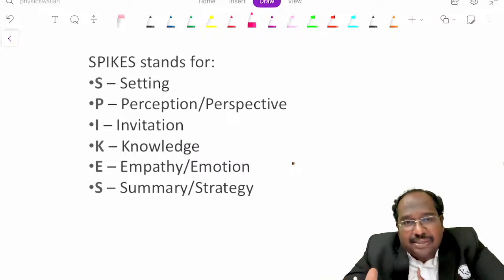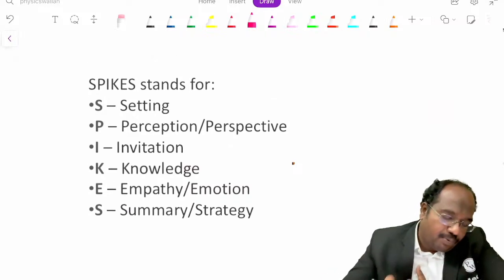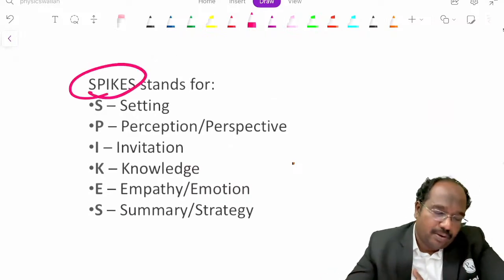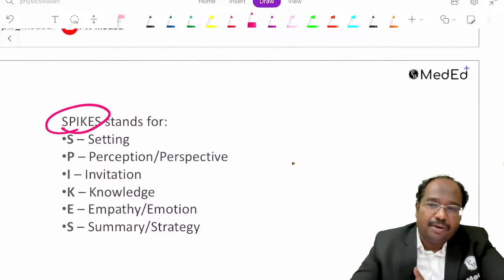In that module we teach them the SPIKES approach: setting, check their perspective, invitation, meaning you invite questions from them, check their knowledge, and empathetically summarize. So the question they will probably ask is what SPIKES is for. Recently we are getting some other questions also, from a medical education point of view.